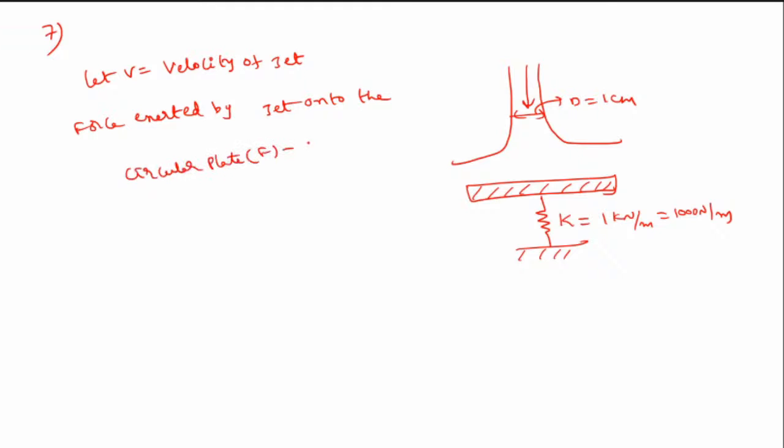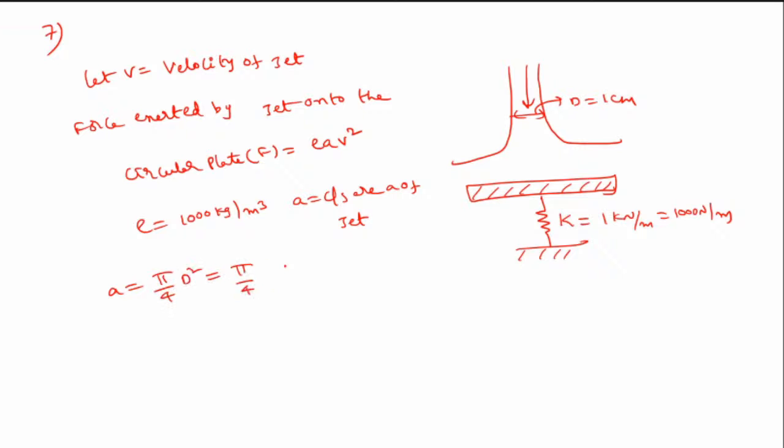F is equal to rho a v square. What is rho? Rho is the density of the liquid, that is 1000 kg per meter cube, and a is nothing but the cross sectional area of the jet. So a is equal to pi by 4 d square, that is pi by 4 into (1 by 100) square. So this is around 7.85 into 10 power minus 5.